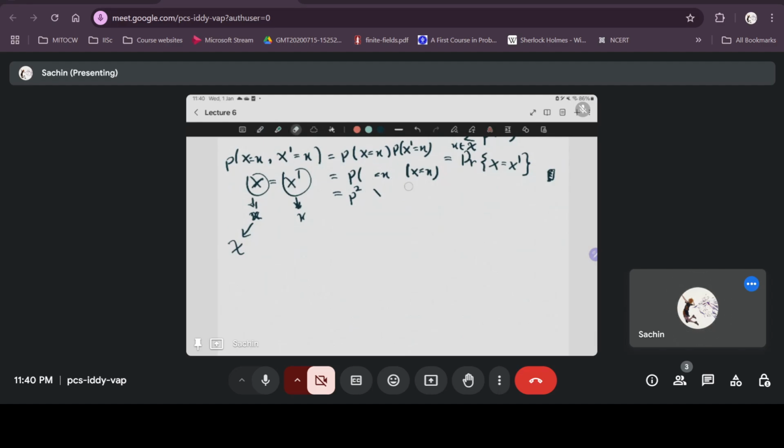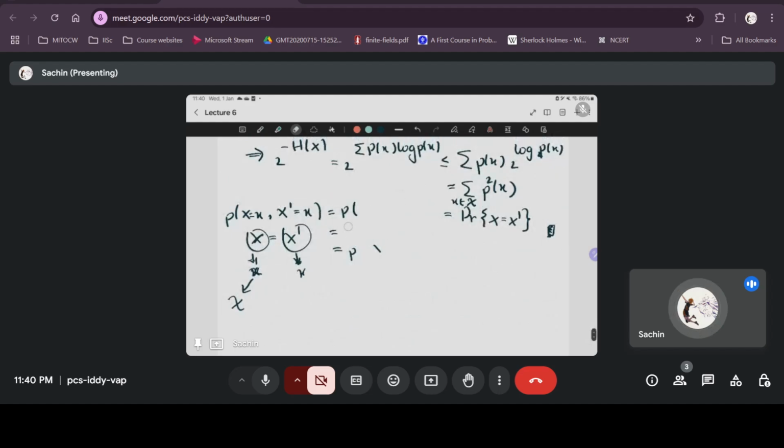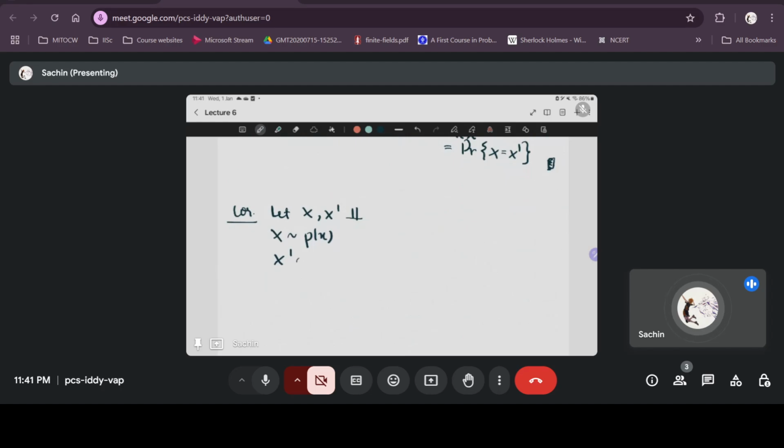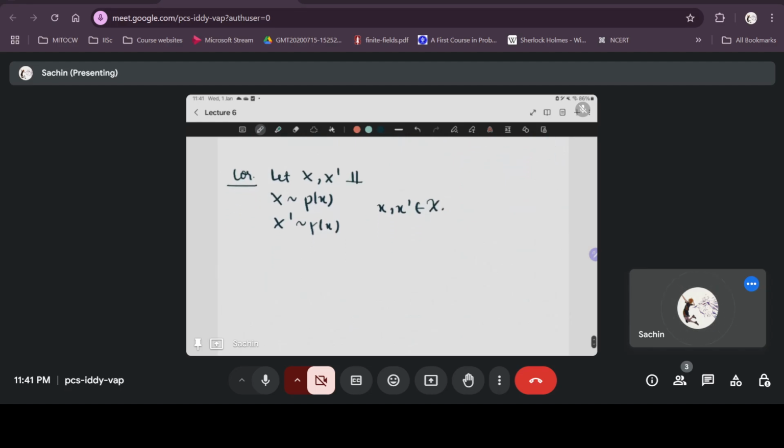Okay, so now that's the lemma for any two random variables X and X dash which are IID and entropy is H of X. As a corollary, we can write, so let X and X dash be independent. Let X have the distribution... So they are not identically distributed anymore, but they are still independent. Where X takes the distribution P of x, X dash takes the distribution R of x, and they belong to the same script X. They take the same values.